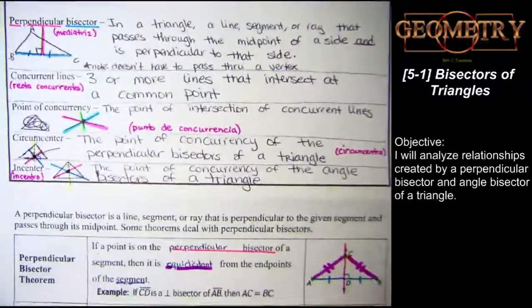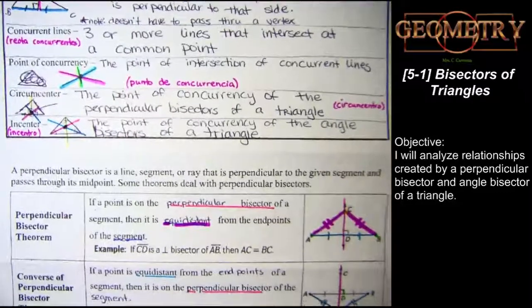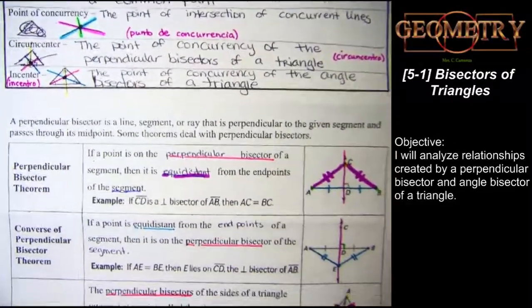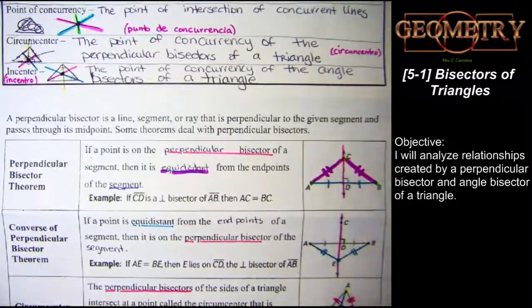All right, let's look at some of our theorems. Can I cover up to concurrent lines? Yes. All right. Our first theorem is dealing with the perpendicular bisectors. We've got the perpendicular bisector theorem and its converse. The theorem says, if a point is sitting on the perpendicular bisector of a segment, then it's equidistant from the endpoints of the segment.